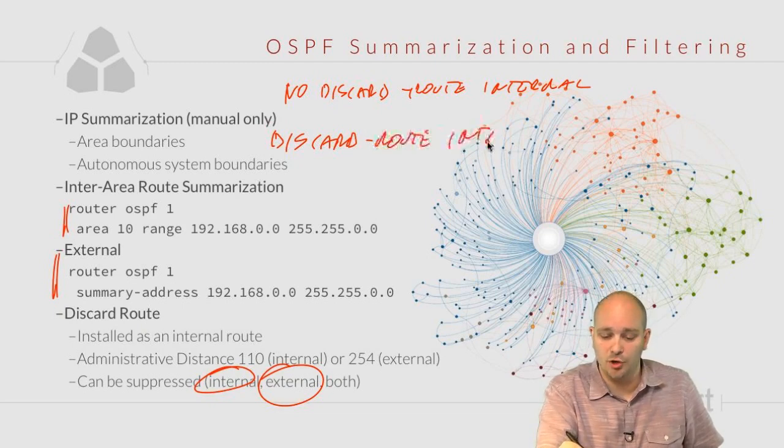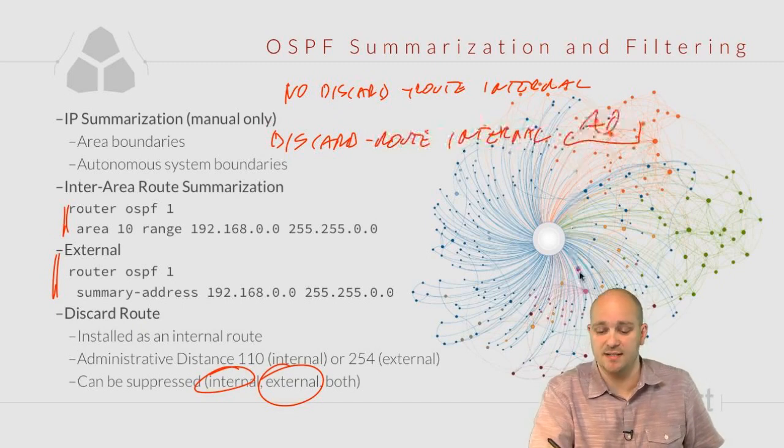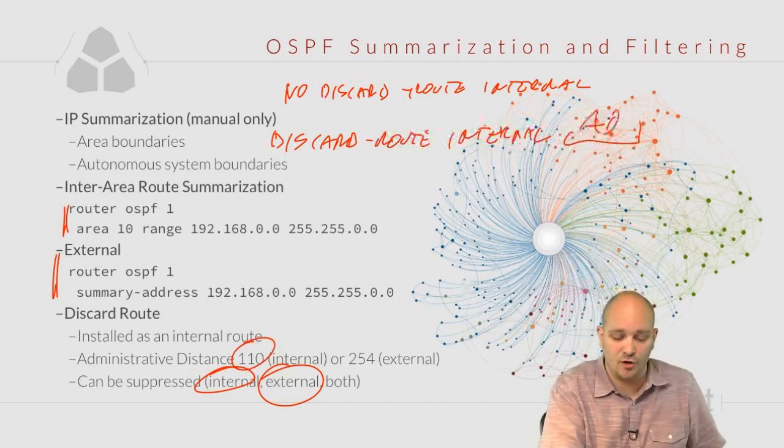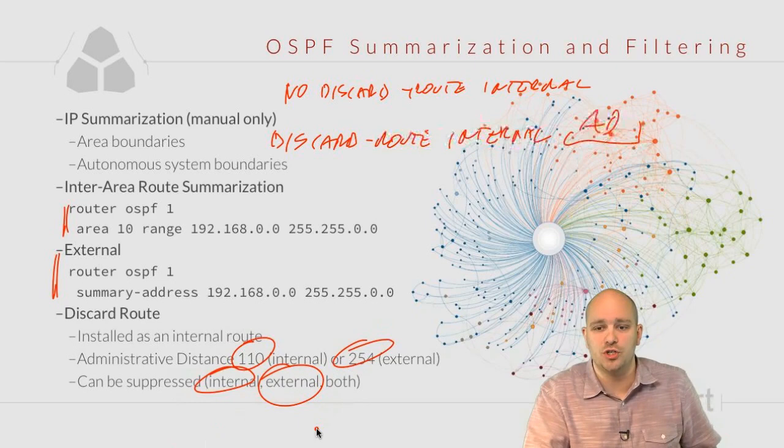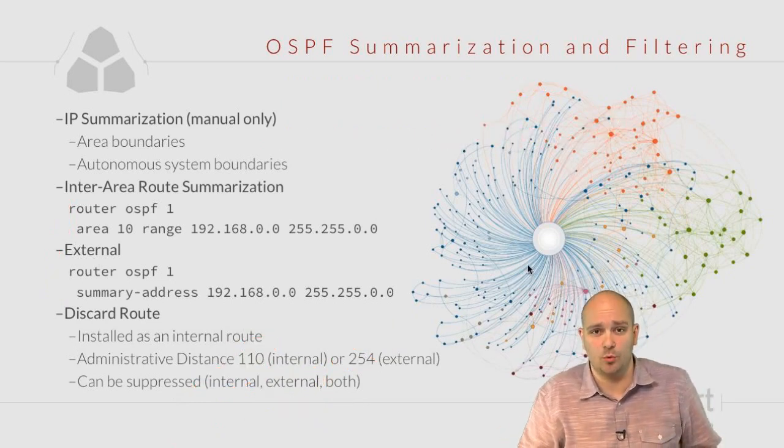I can use similar syntax, discard-route, for example internal, and I can specify the admin distance that I want to use. If I don't like 110 or 254, which are the default ones, I can specify the admin distance that I want to use for my discard route.